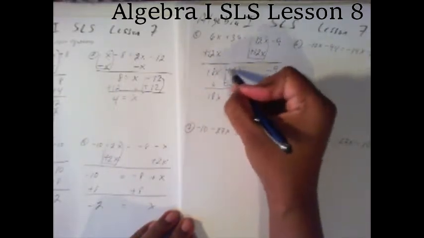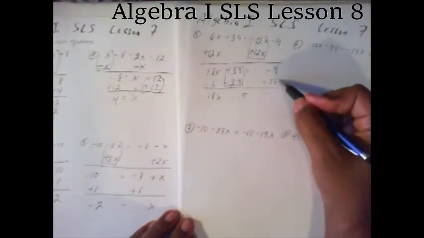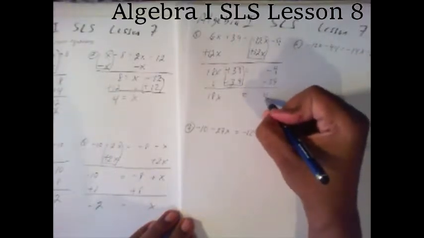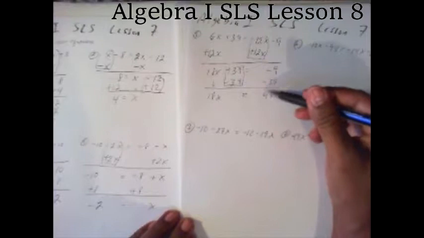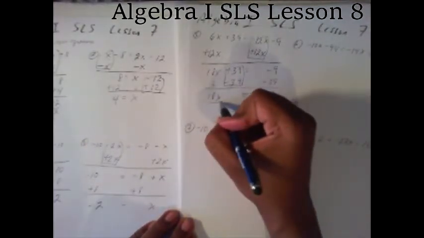The 39s will cancel. The equals will come down. And these are both negative, so we're going to add these. We'll end up with a 48 when we add these. A negative, well, since the bigger number is negative, it'll be a negative 48. Now I'm going to divide by 18 on both sides.